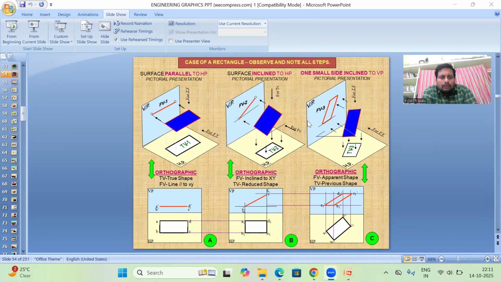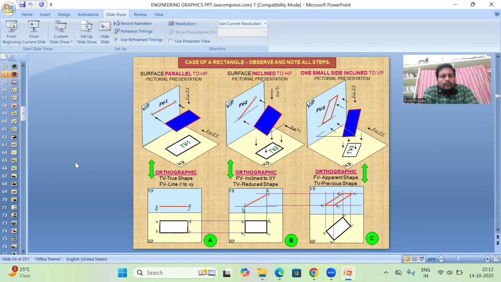Here we are placing one plane. You may observe in this first diagram, and in the pictorial presentation, the surface is parallel to the HP. Here we are placing one rectangular plane. When we are seeing from the top, the entire surface will appear in the top view, whereas when we are seeing from the front, one line will appear in the vertical plane. So this is our answer. In the top view, the entire rectangular plane will appear. In the front view, in the vertical plane, one line will appear.